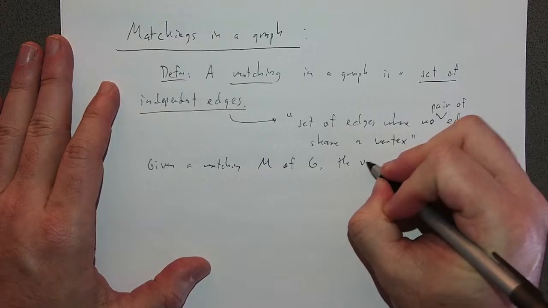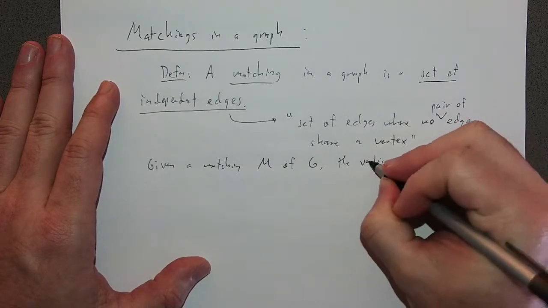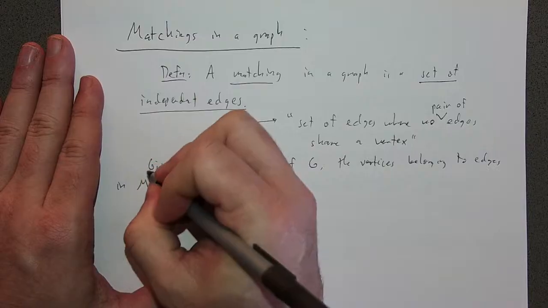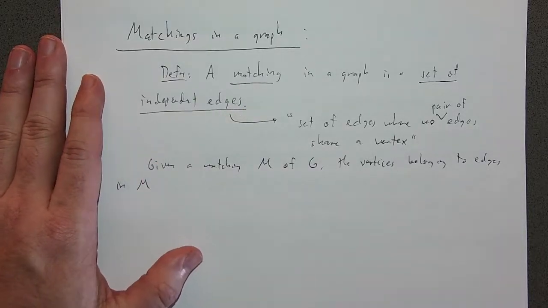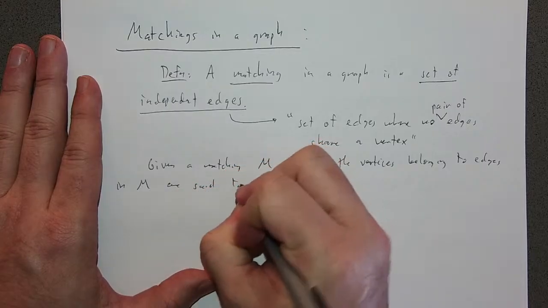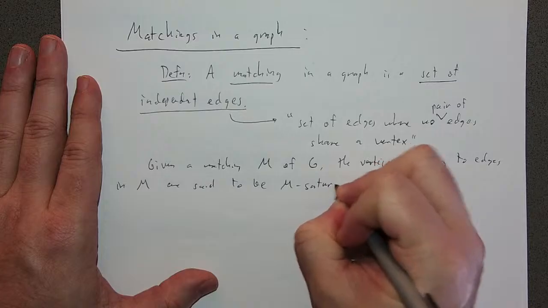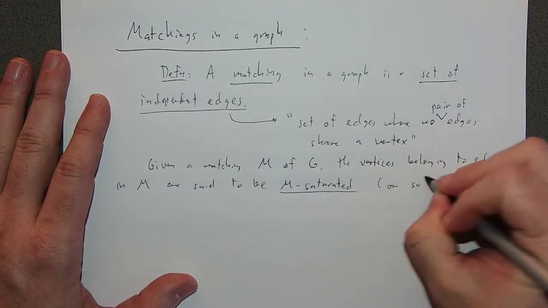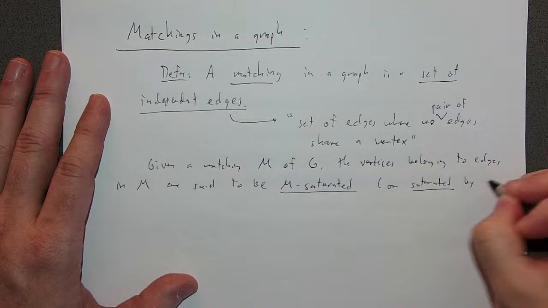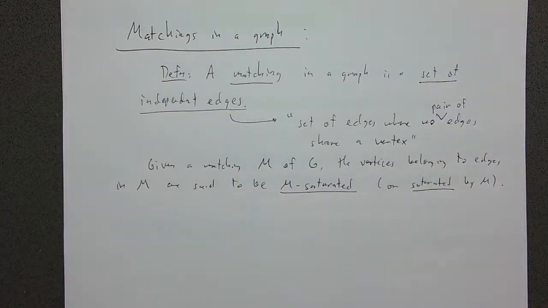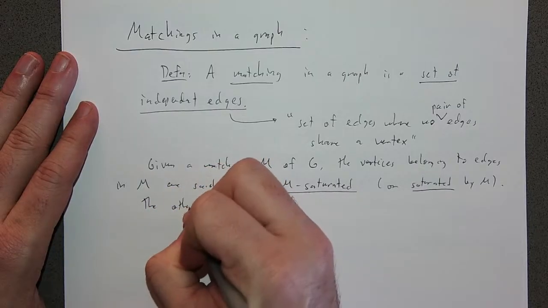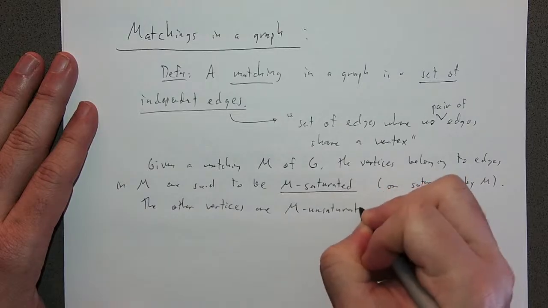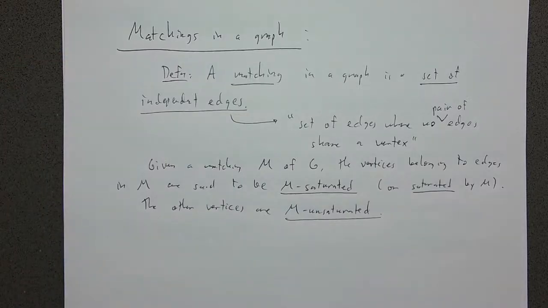So the vertices belonging to edges in M are said to be M saturated, or saturated by M. The other vertices are M unsaturated.